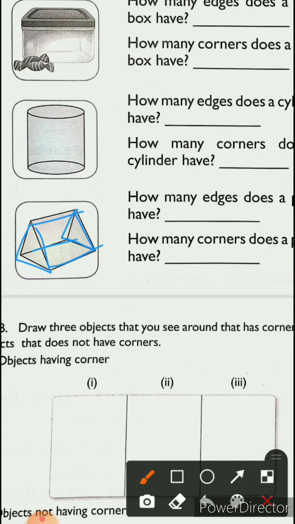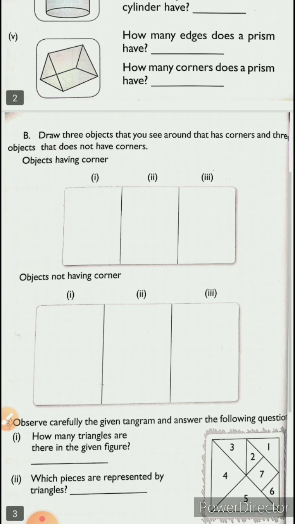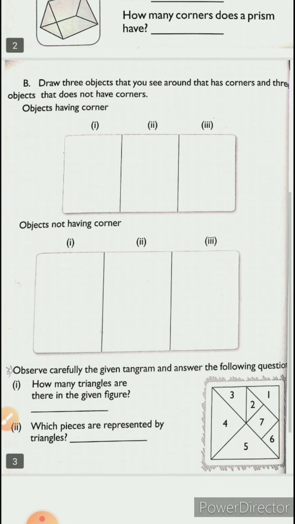Okay, so total number of edges are 9, and now just count the number of corners. 1 2 3 4 5 6. So total number of corners are 6. Clear? Now check it for part B of question number 2.